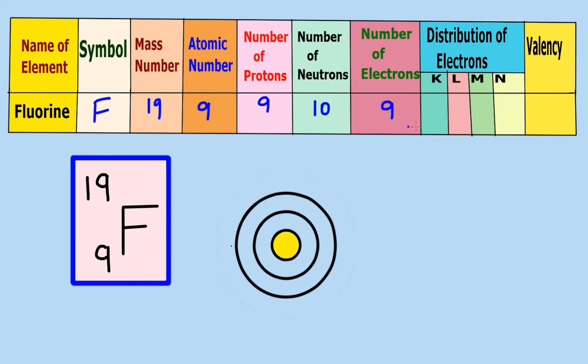How are these 9 electrons distributed? 2 in the K shell and 7 in the L shell. So we will show 2 electrons here in the K shell and 7 electrons in the L shell. 1, 2, 3, 4, 5, 6 and 7. What is its valency? To complete its octet, it needs only 1 electron. So 8 minus 7, 1 is its valency.